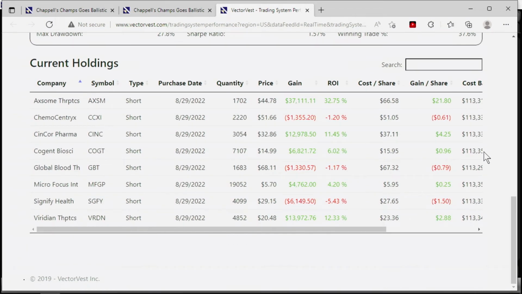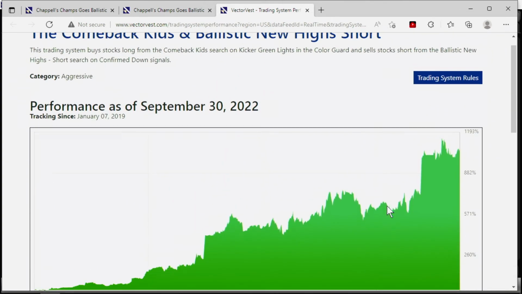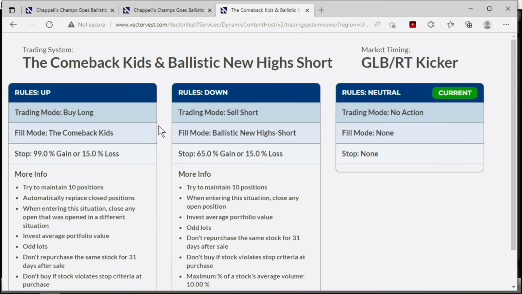Very solid system. Currently it's short. Here are the positions that are in there. So it uses Comeback Kids on the long side, and it uses Ballistic New Highs Short on the short side. It does not use Profit Locker Pro.